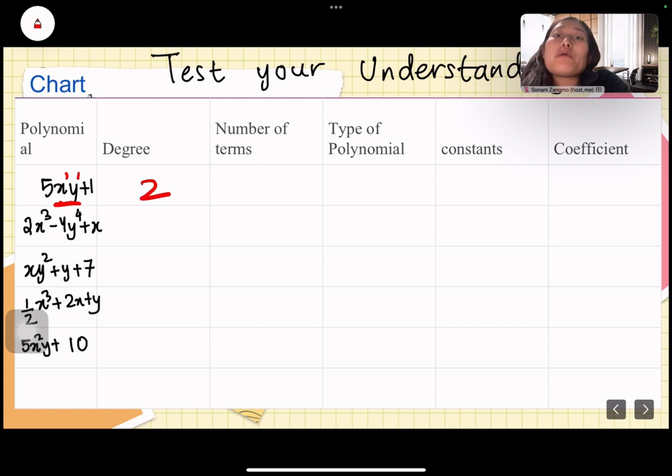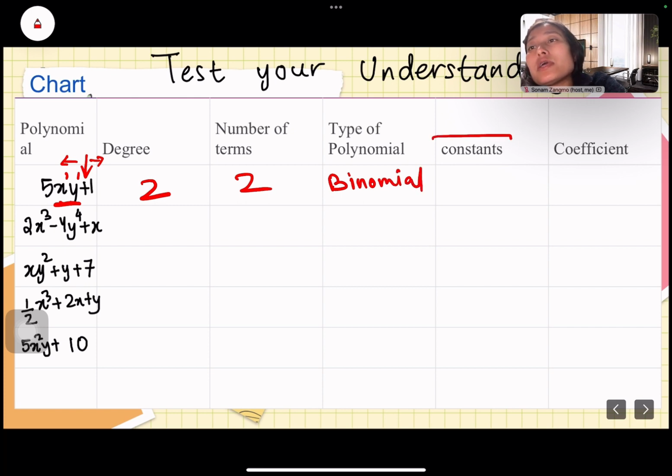Number of terms, there is a plus in between separating 1 and 2, so you have number of terms 2, making it binomial. And then constant means number without variable, so positive 1. Coefficient, the number which is in front of the variable is known as coefficient.